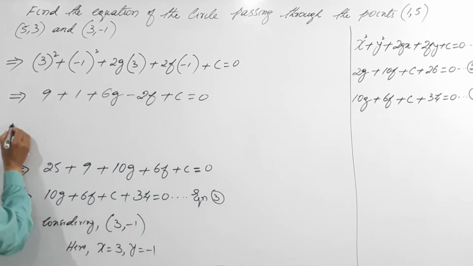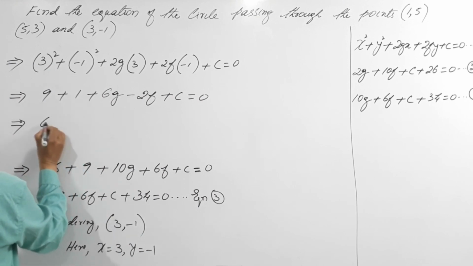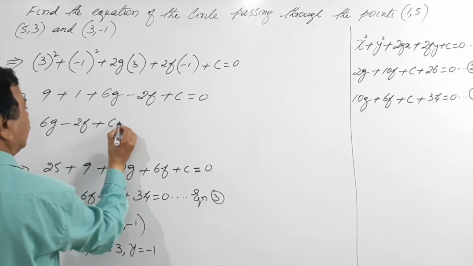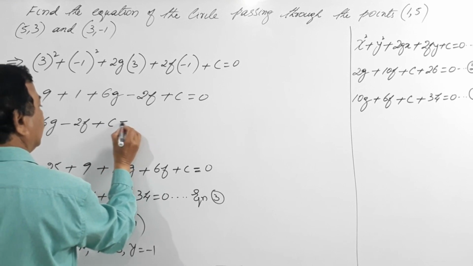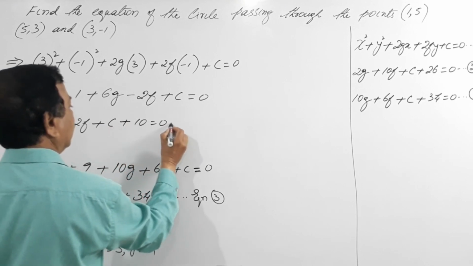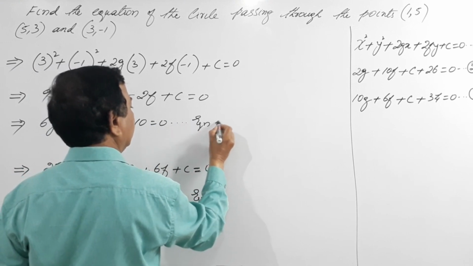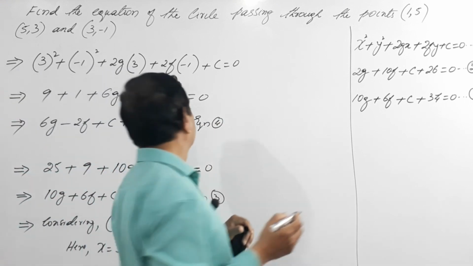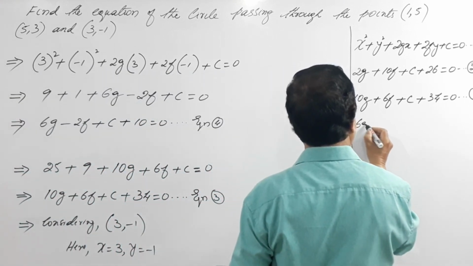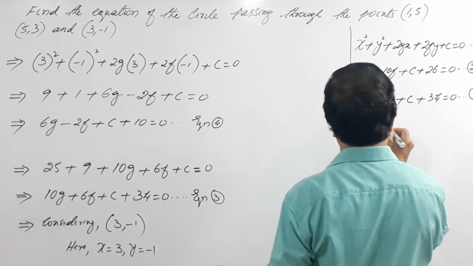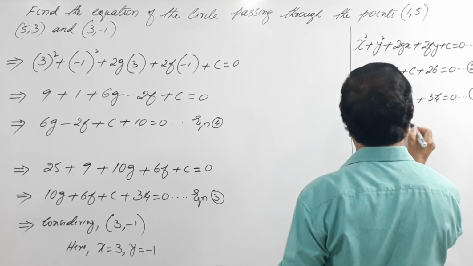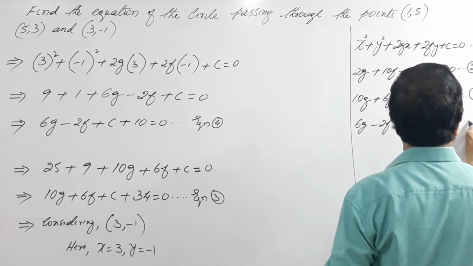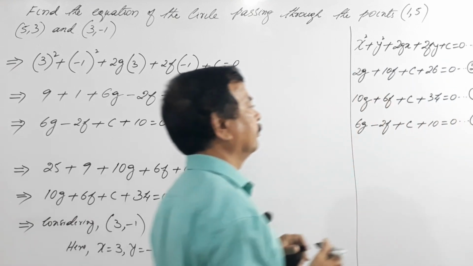We will rearrange this, that is 6g minus 2f plus c plus 10 equals to 0. I call this equation 4. Done. Very simple way, that is 6g minus 2f plus c plus 10 equals to 0. This is equation 4.